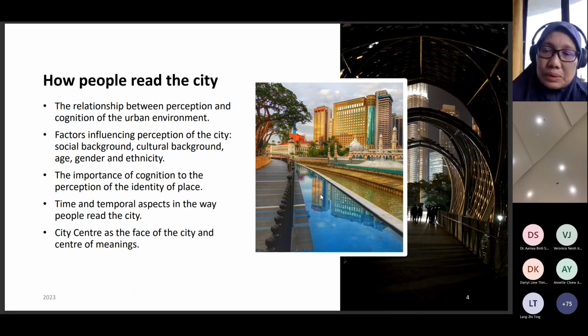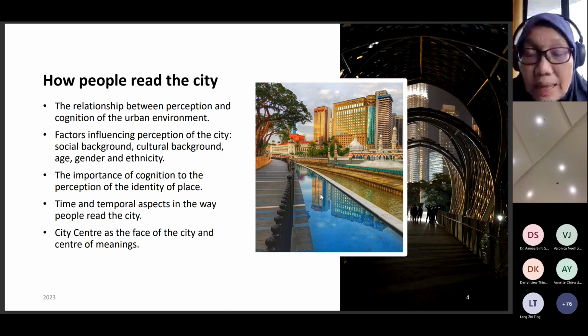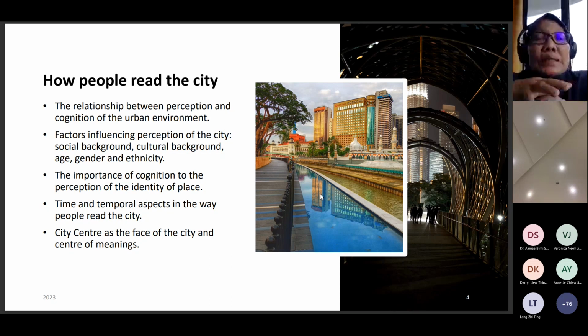Because once a person loses their links to their past, their roots, they will not have their own identity. And when they do not have their own identity, they will be searching for identity, and in the end they may end up not having identity at all. They will also deprive future generations of the kind of city identity that we used to have in the past. So the factors influencing perception as well as cognition of the city are, like I mentioned, social background, cultural background, age, gender, and ethnicity.